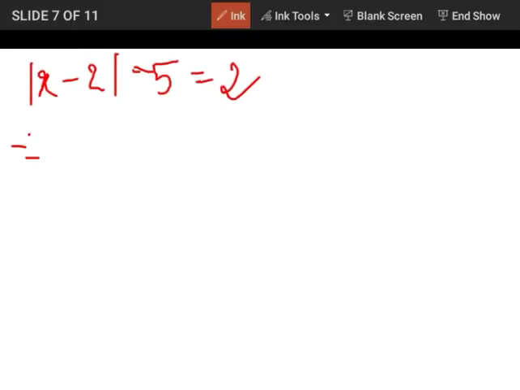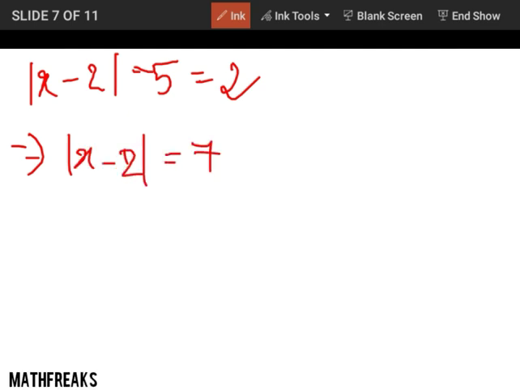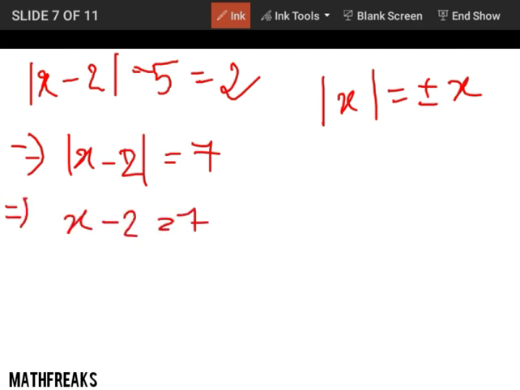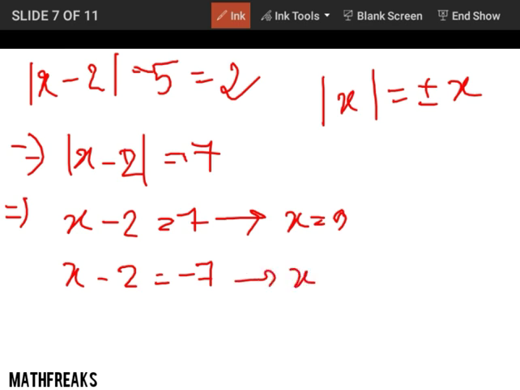So this will be mod of x minus 2 is equal to 7. Now whenever we do the mod, even when we do mod x, we are going to get plus minus x, right? So why not apply that condition here? The two possible cases are x minus 2 is equal to 7, and x minus 2 is equal to minus 7. These are the two possible cases. Now from the first case we are going to get x is equal to 9, and from the second case we are going to get x is equal to minus 5.